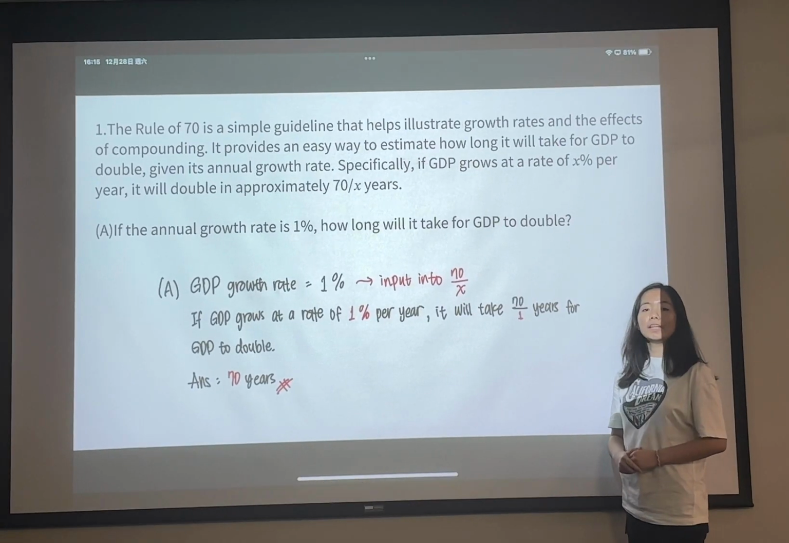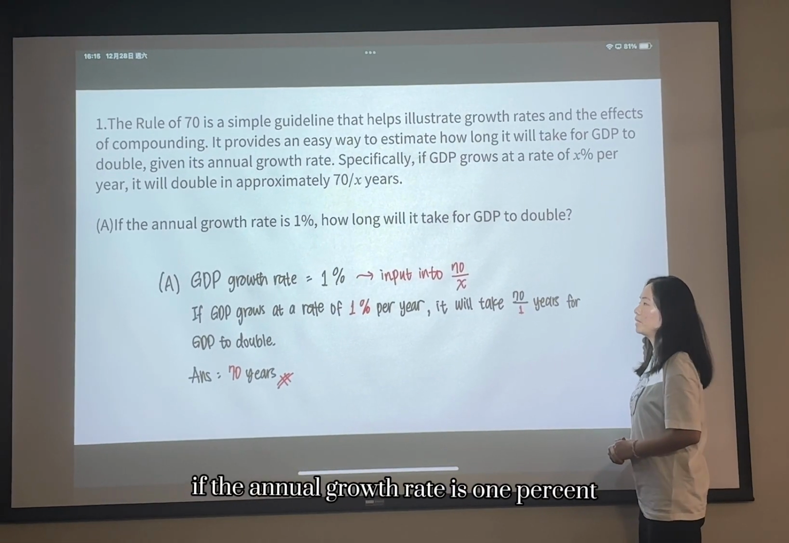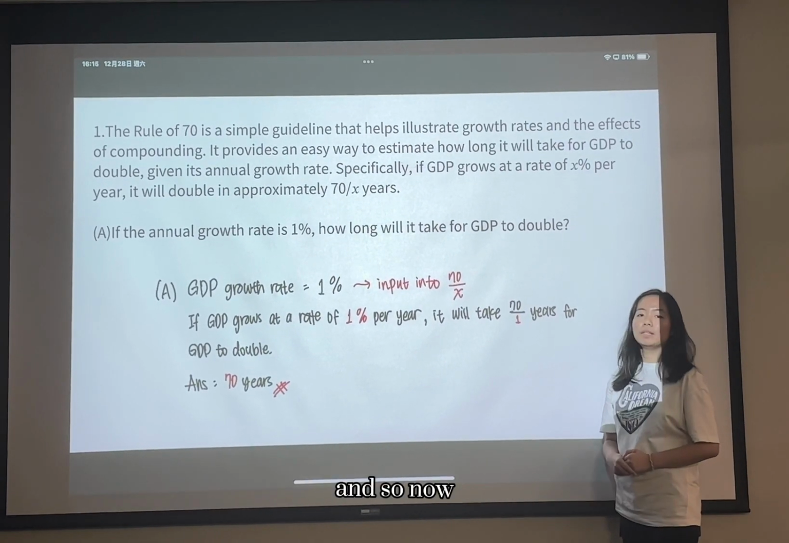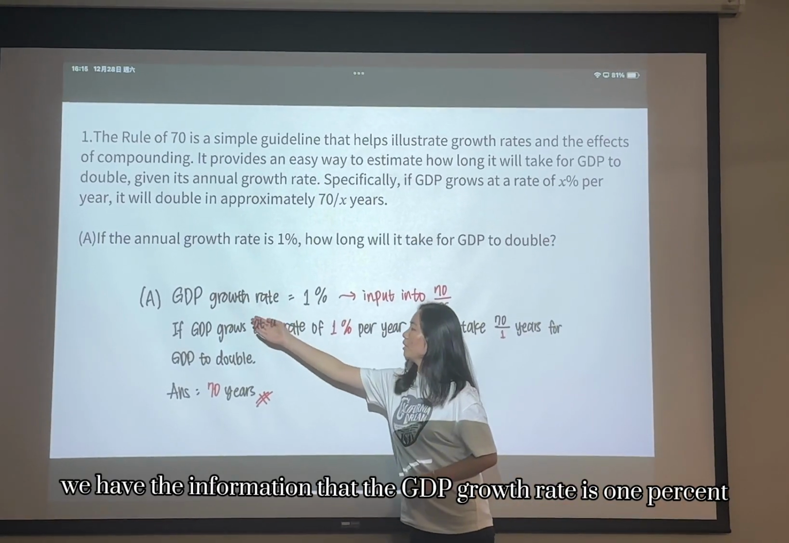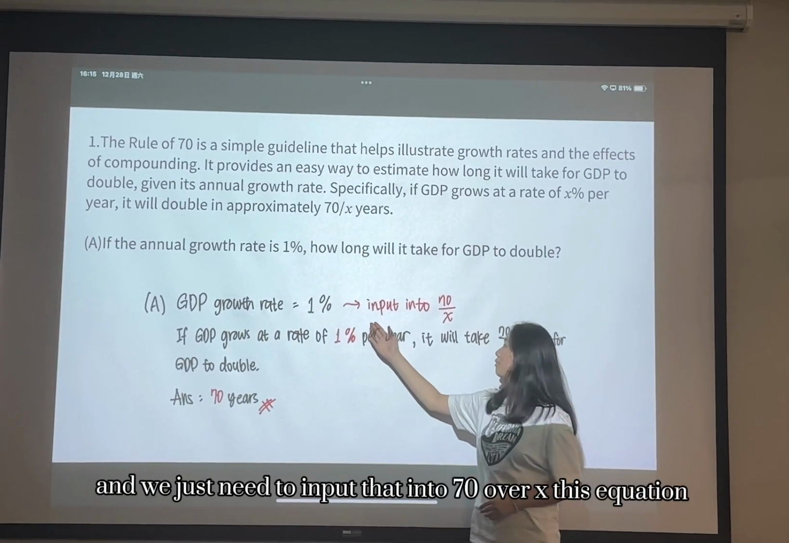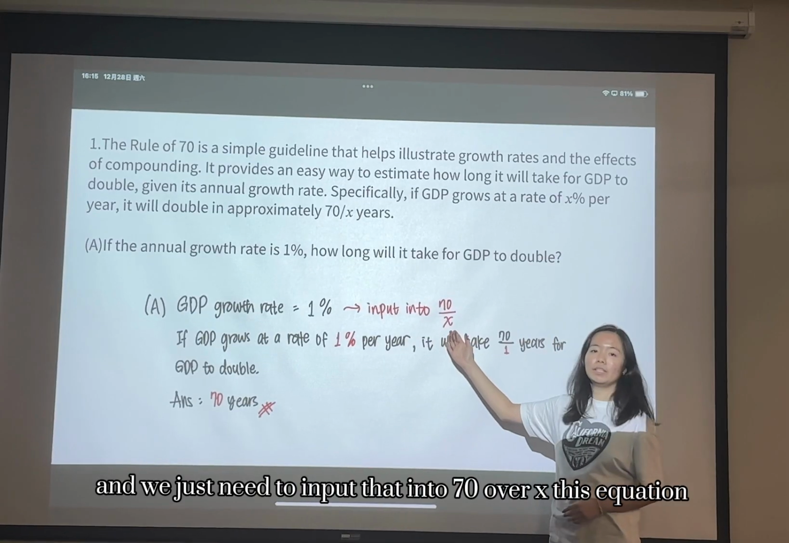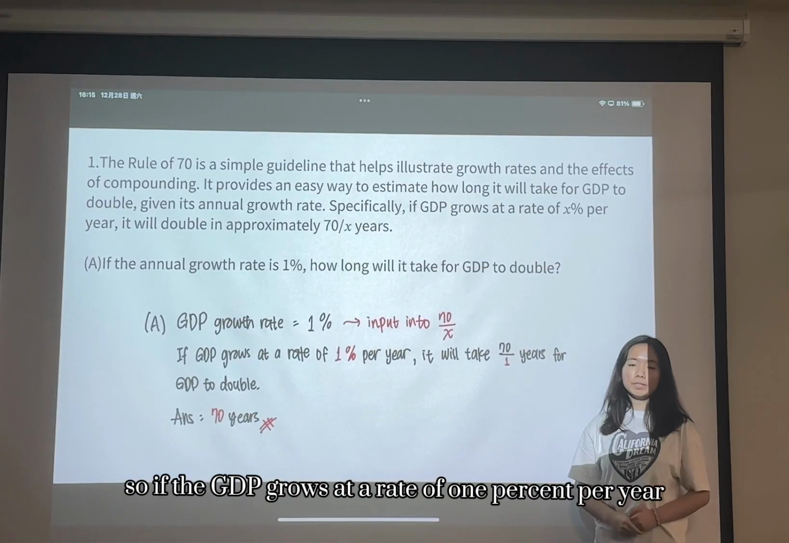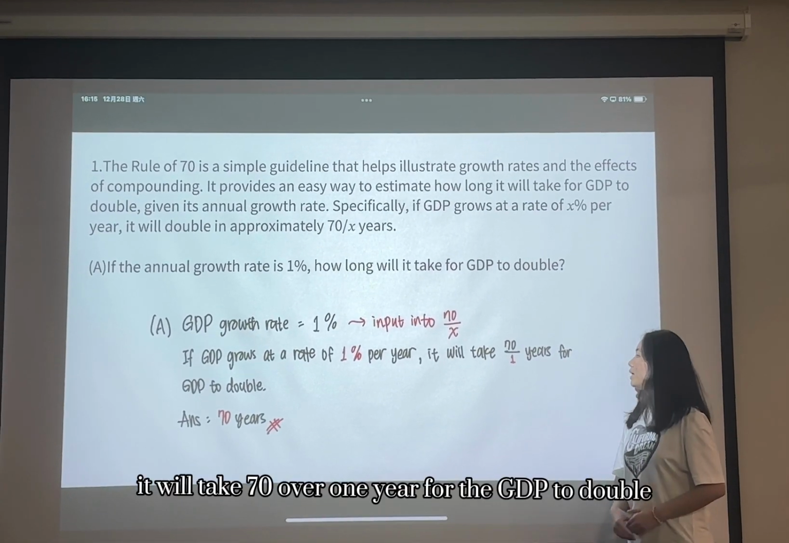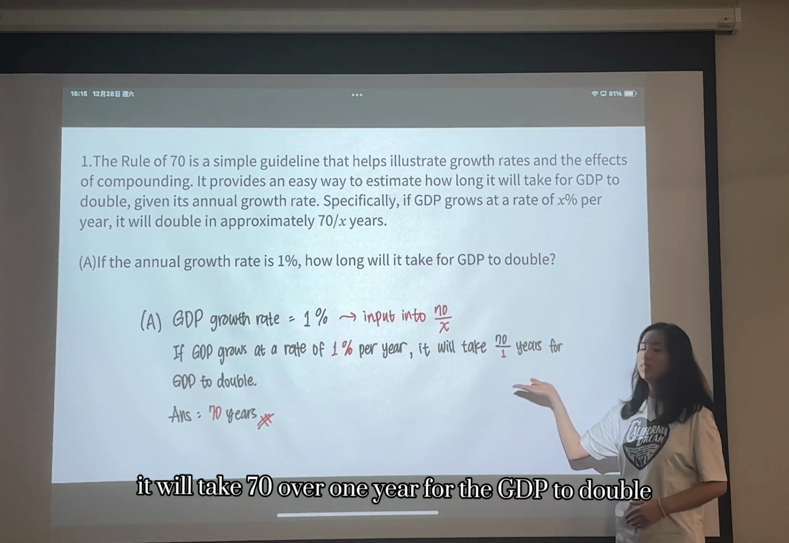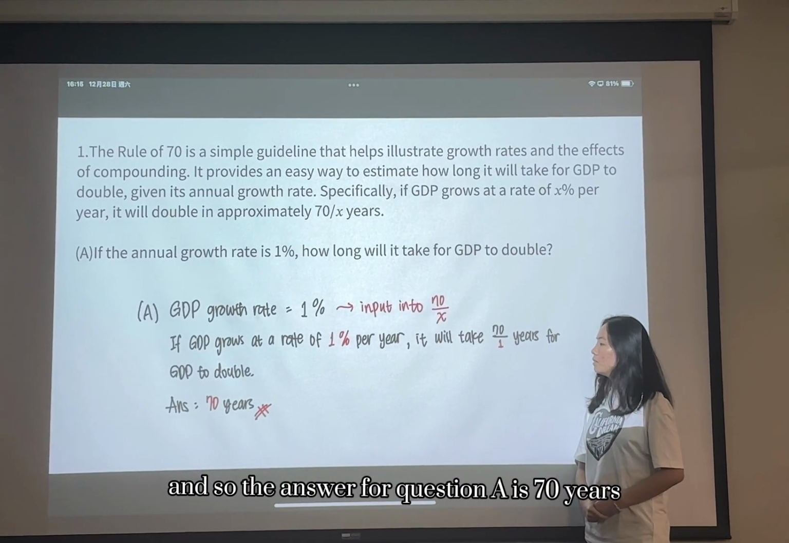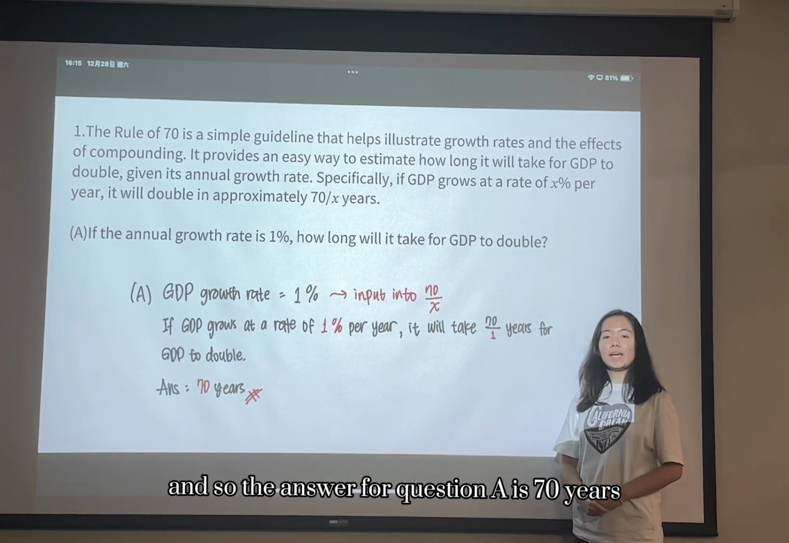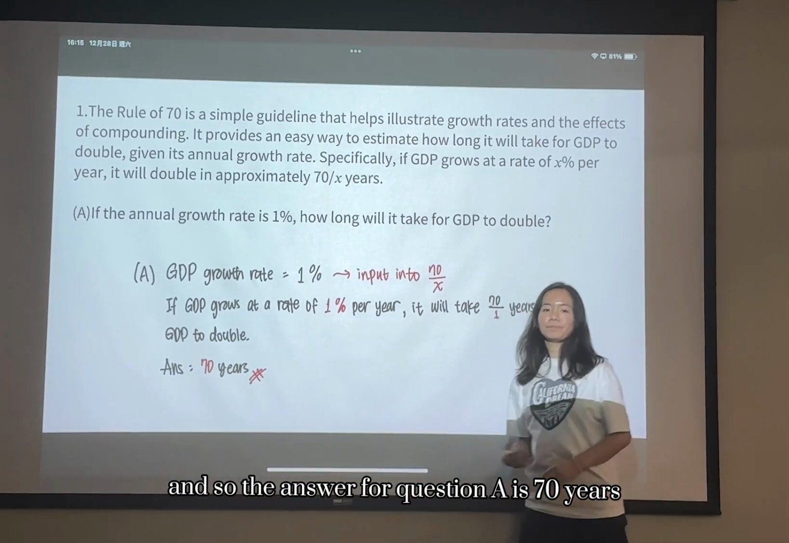And so for question A, if the annual growth rate is 1%, how long will it take for the GDP to double? And so now we have the information that the GDP growth rate is 1%. And we just need to input that into 70 over X, this equation. So if the GDP grows at a rate of 1% per year, it will take 70 over 1 years for the GDP to double. And so the answer for question A is 70 years.